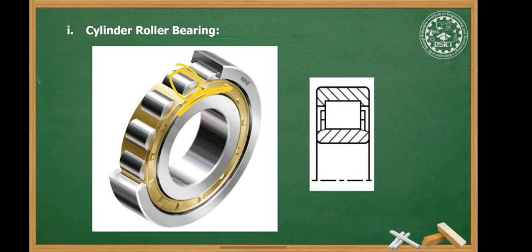They have high rigidity, high radial load carrying capacity and low coefficient of friction, but cannot take thrust loads. So such type of bearings cannot sustain the thrust loads, that is they can sustain the load only in one direction, that is the radial direction. Such type of bearings are used in high speed services.